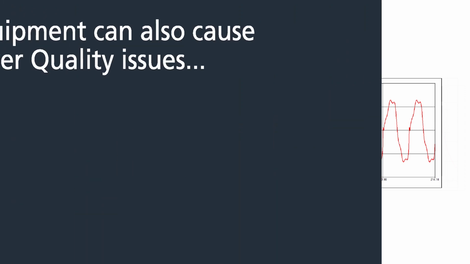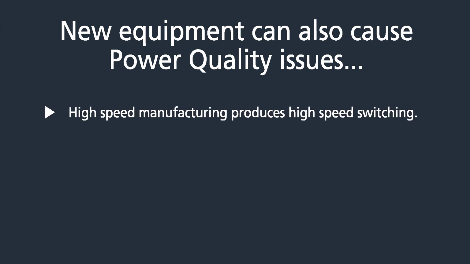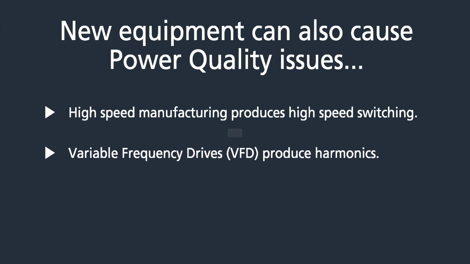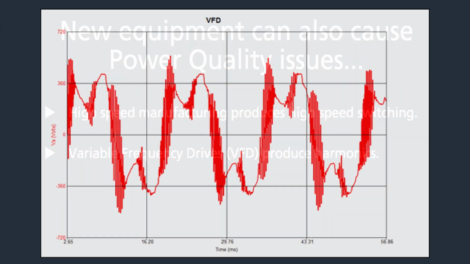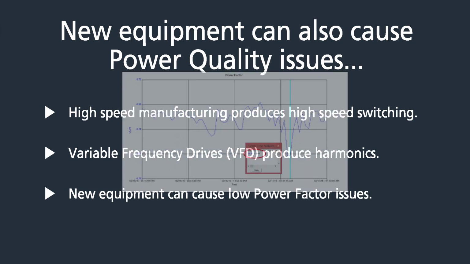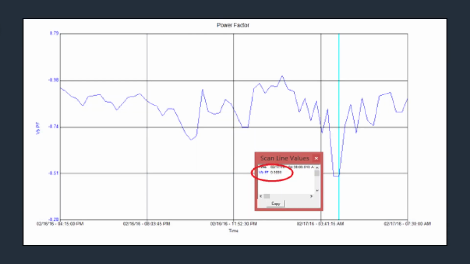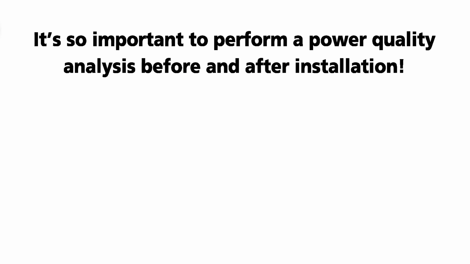The new equipment can also cause power quality issues that can affect other equipment. High-speed manufacturing equipment will also produce high-speed switching. Variable frequency drives save power, but they also produce harmonics. New equipment can also change the inductance on a system that can lead to power factor issues, which can cause power factor penalties.